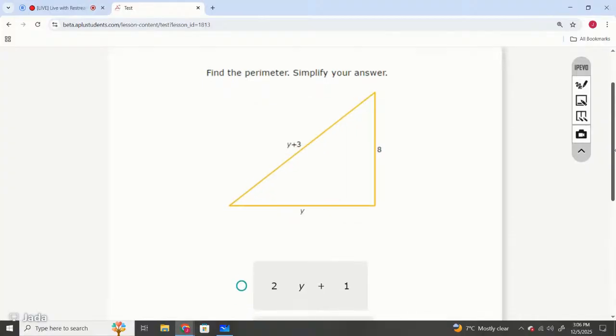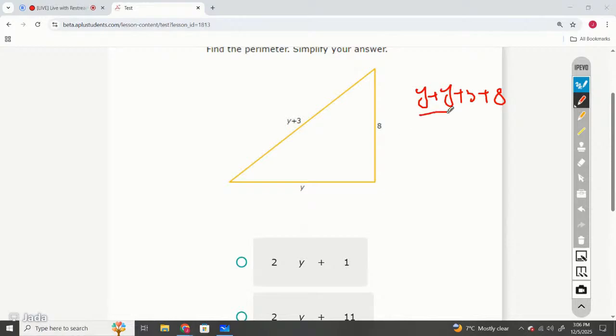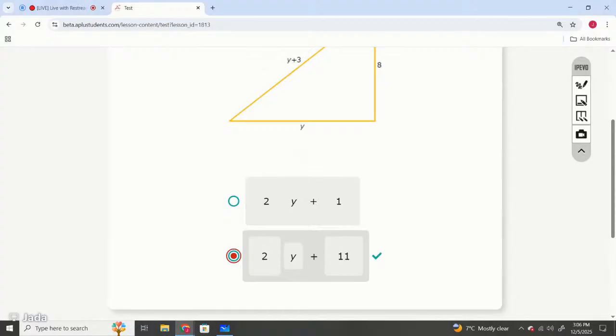Find the perimeter, simplify your answer. So that is y plus 3 plus 8. So that is 2y plus 11. Option number 2 is the correct option.